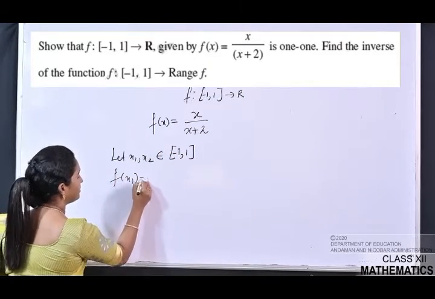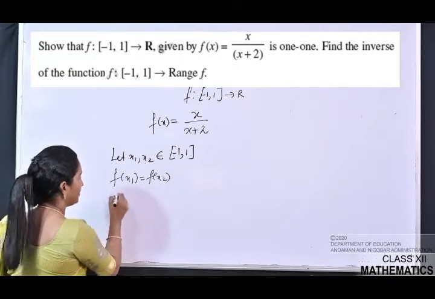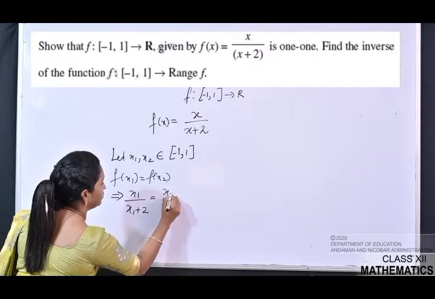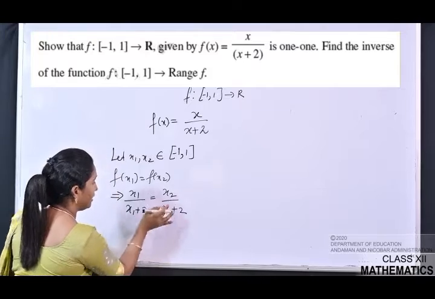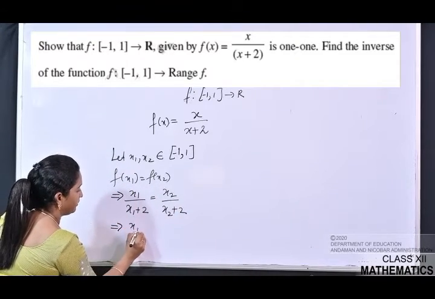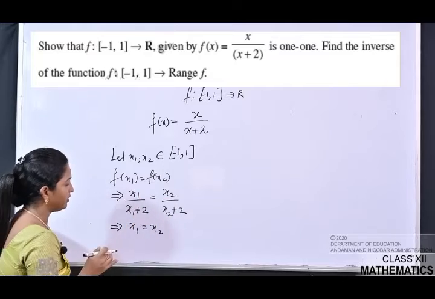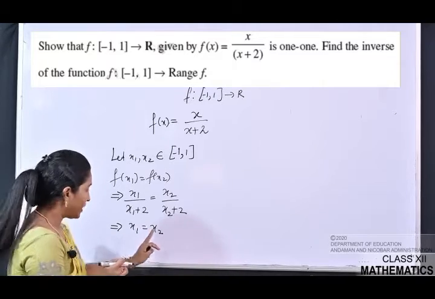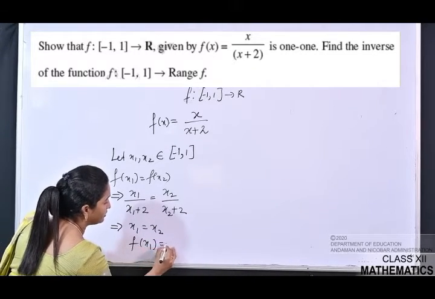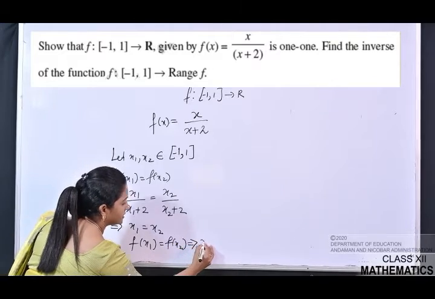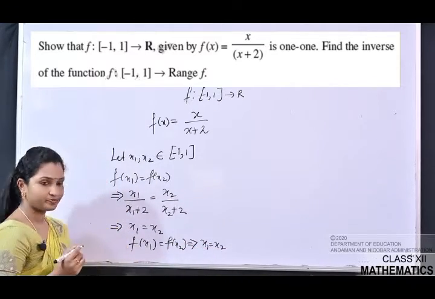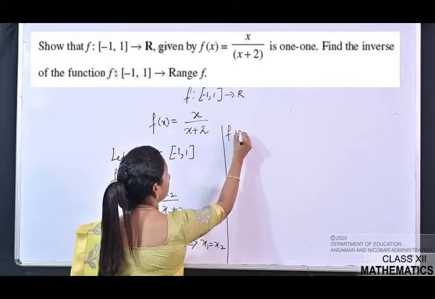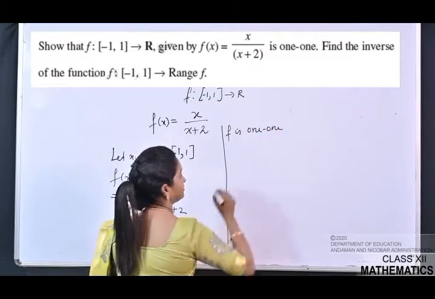So f(x1) = f(x2) implies, what is f(x1)? x1/(x1+2) = x2/(x2+2). When you simplify this, you'll get x1 = x2. Simplification I'm not doing here. When you simplify, cross multiply, simplify it, you're going to get x1 = x2. That means you have proved f(x1) = f(x2) implies x1 = x2. Clear? That means the conclusion is you have proved that f is a 1 to 1 function.